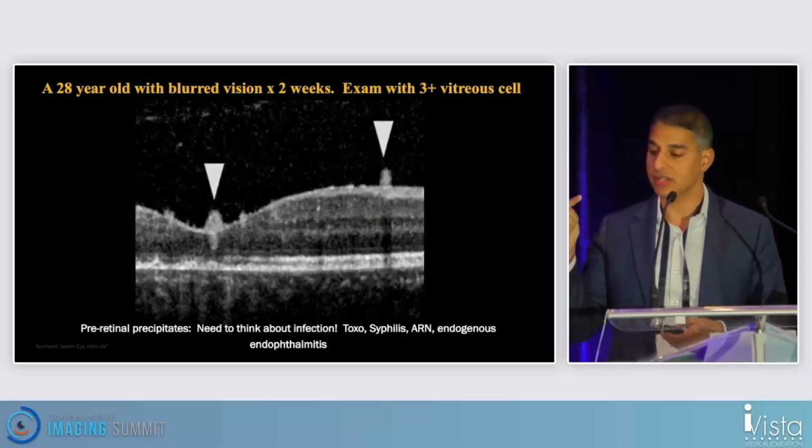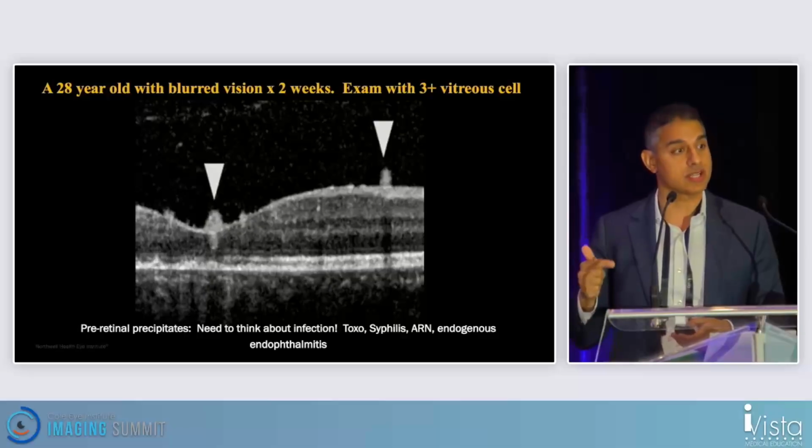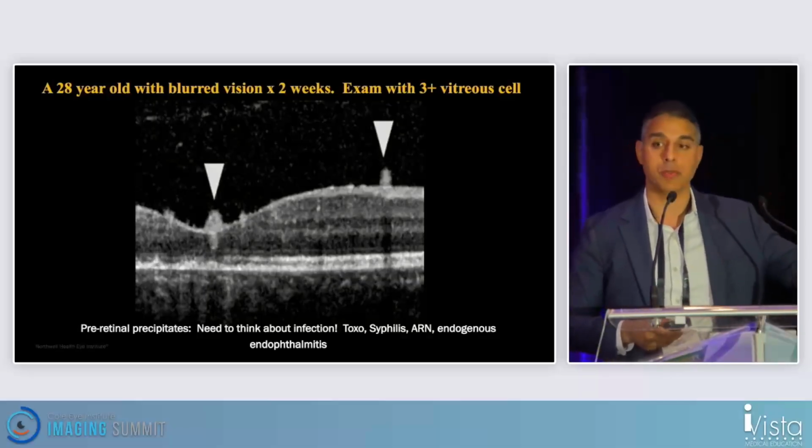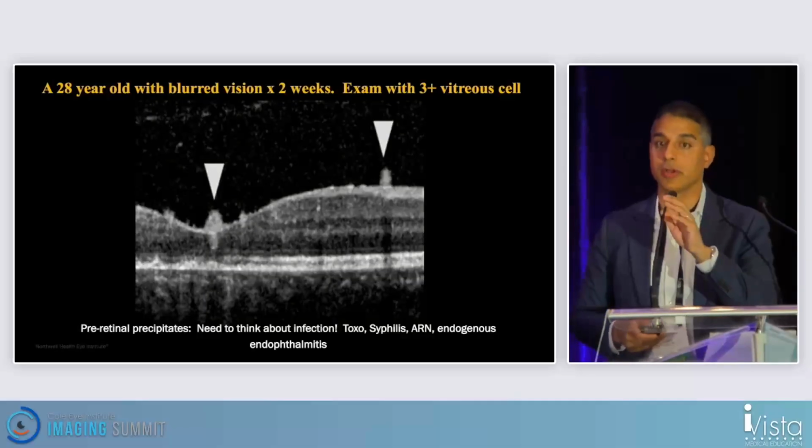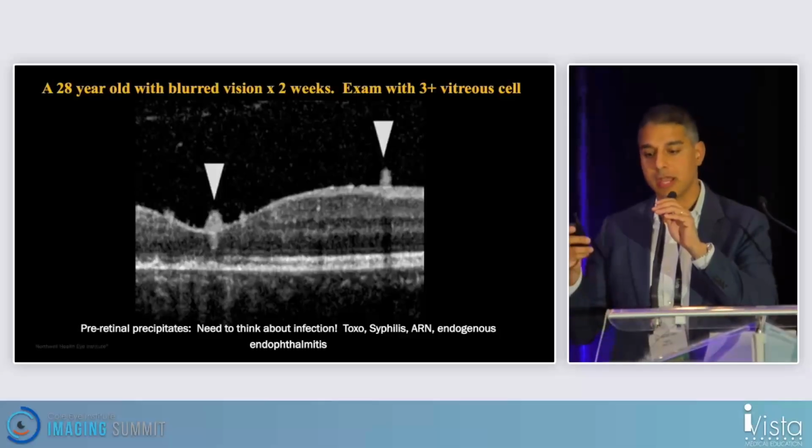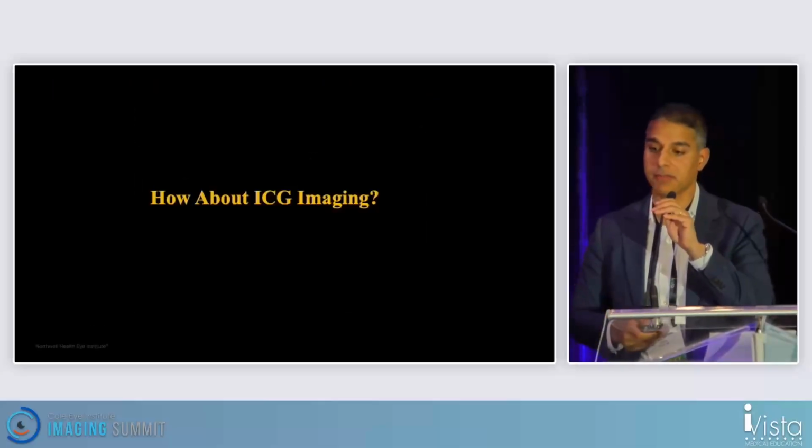Toxoplasmosis, syphilis, acute retinal necrosis, or endogenous endophthalmitis. Only after you've worked your way all the way through that differential should sarcoidosis enter into your mind. So just think pre-retinal precipitates is infectious until proven otherwise.